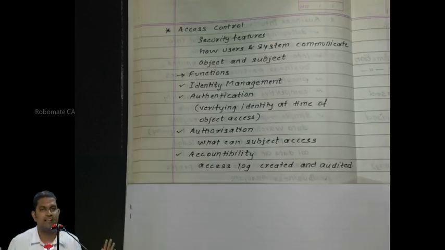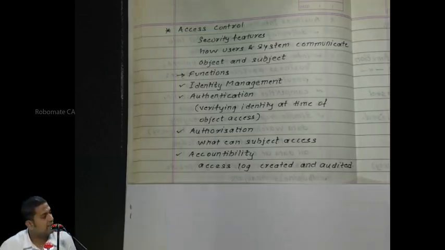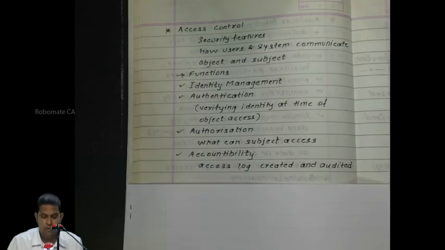I have no intention of accessing any service or anything. I'm just logging in. That time when you check, it is called identity management. But when you are verifying the identity at the time of a particular object access, that is called authentication. Whether that person is authenticated to access this particular object. Then the authorization. Authorization is all about the rights of a particular user. A user is authorized to access what type of data and to what extent is nothing but the authorization.